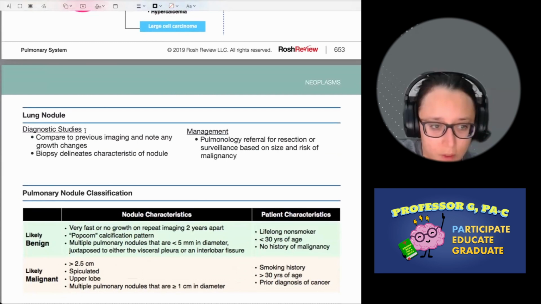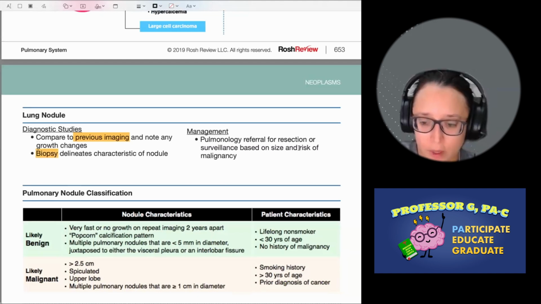Keep going. So solitary pulmonary nodules, when we see them, should be less than 3 centimeters. You're going to first compare to previous imaging if you can find it. And then from there, CT imaging is usually the next step. And then from there, if we think it is cancerous, we need to try to figure out the best way to biopsy it.